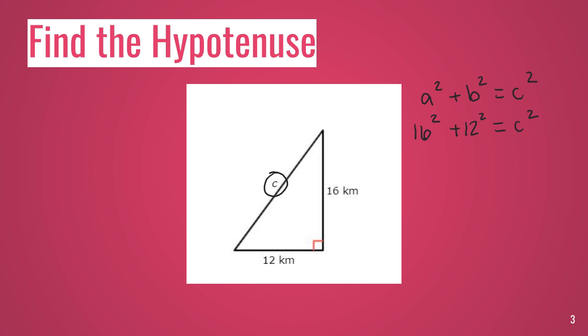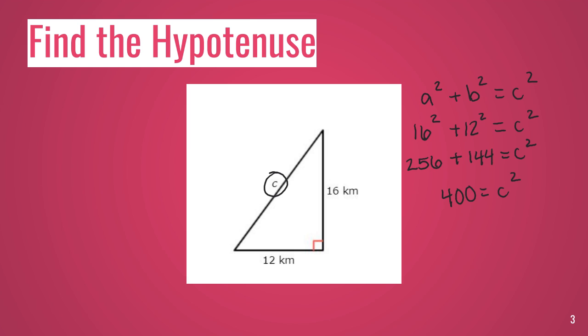So now I need to figure out what 16 squared is. 16 squared is 16 times 16, and that is 256. And then 12 squared, what is 12 squared? 144, and that is equal to c squared. Now, I can still simplify on this side because I can do 256 plus 144. And that equals 400. So now I have that 400 equals c squared.